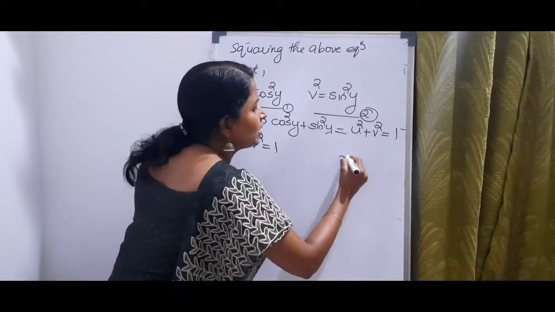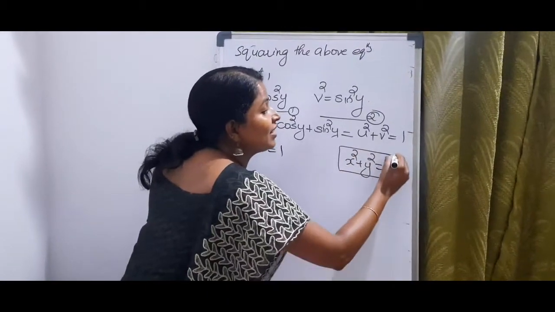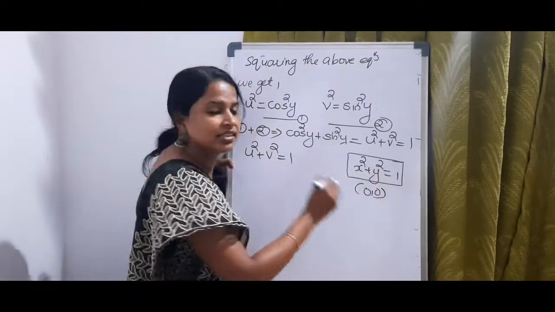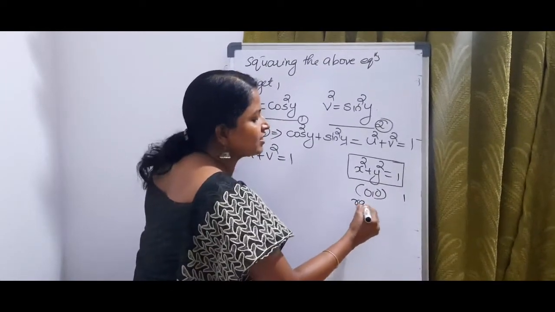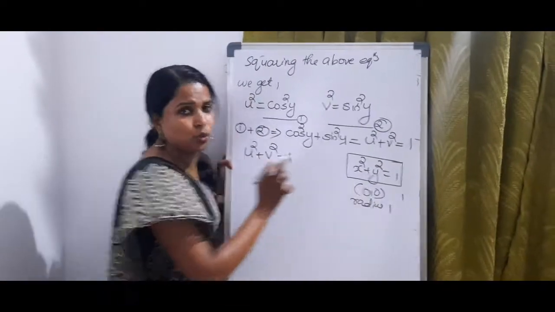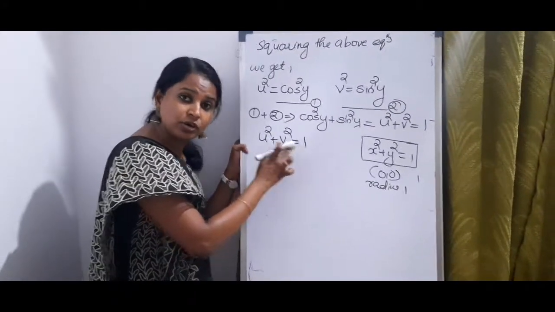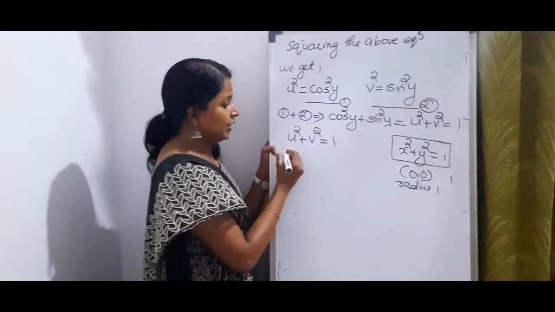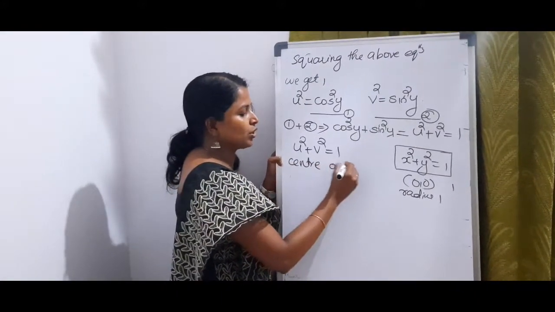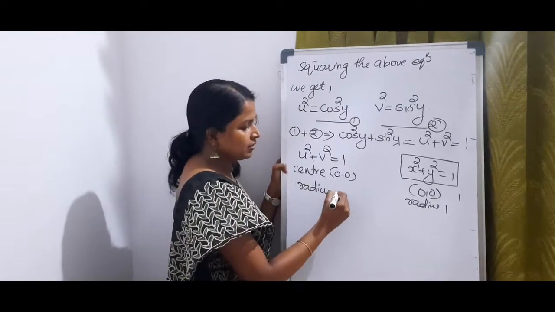The general form x square plus y square equal to 1 is a circle with the center 0, 0 and the radius is 1. Here the radius is 1 and the center is 0, 0, that is the origin. So here u square plus v square equal to 1 means the center is the origin 0, 0 and the radius is 1.